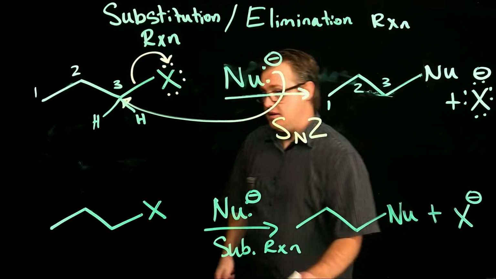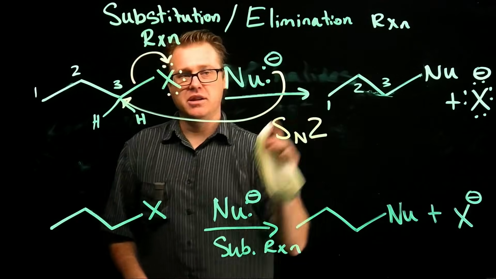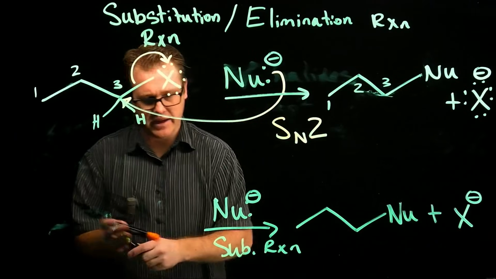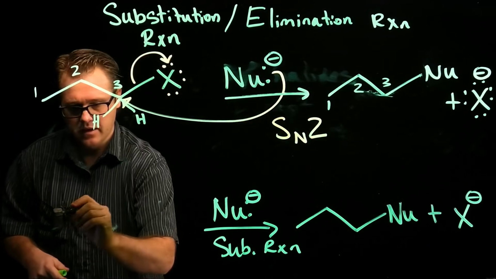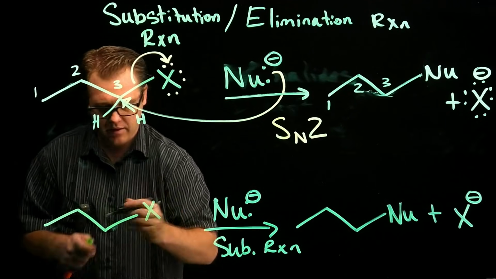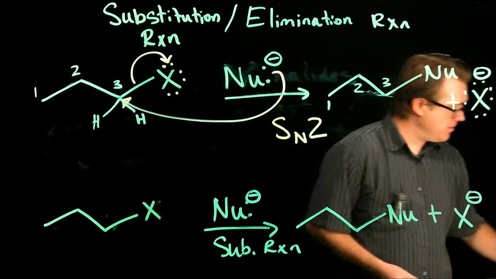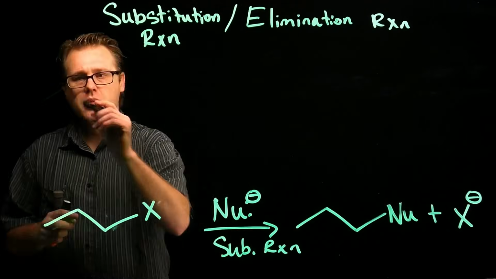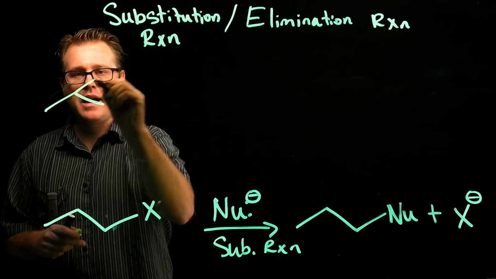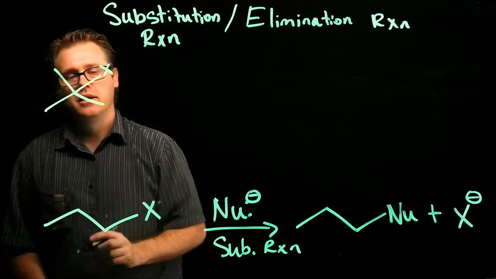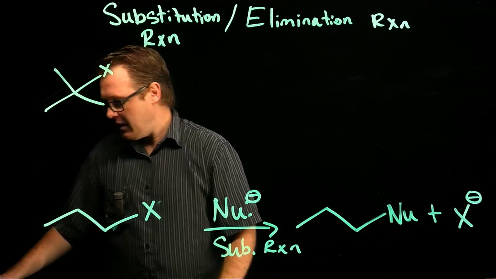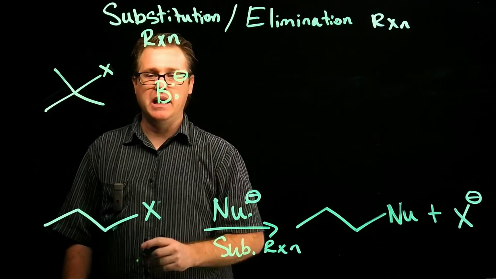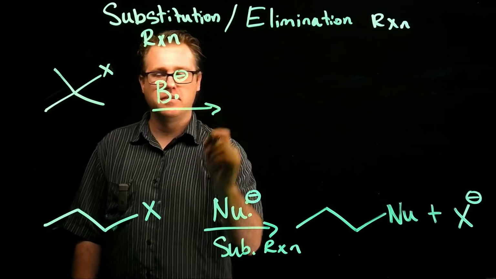Now we have eliminations. Well, let's leave this up here so we can compare and contrast. There. So I'll erase the top. Now, let's take another alkyl halide that looks like that, and let's treat it with a generic base represented by the letter B for base.